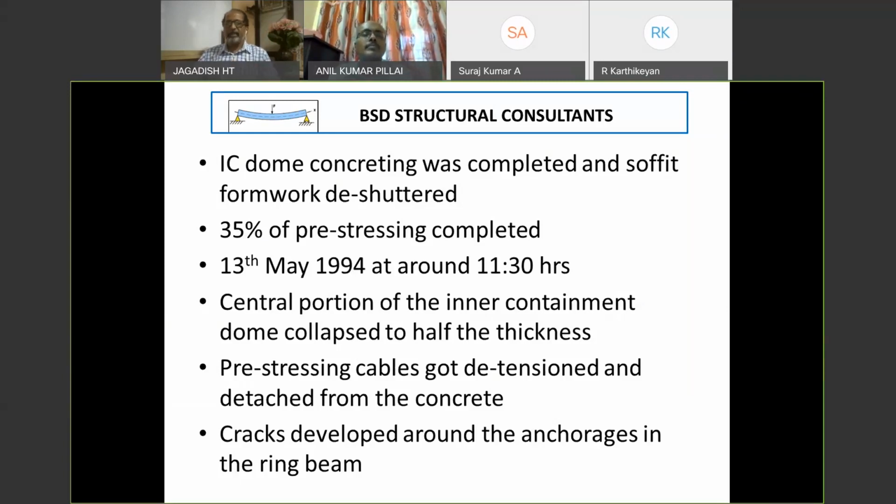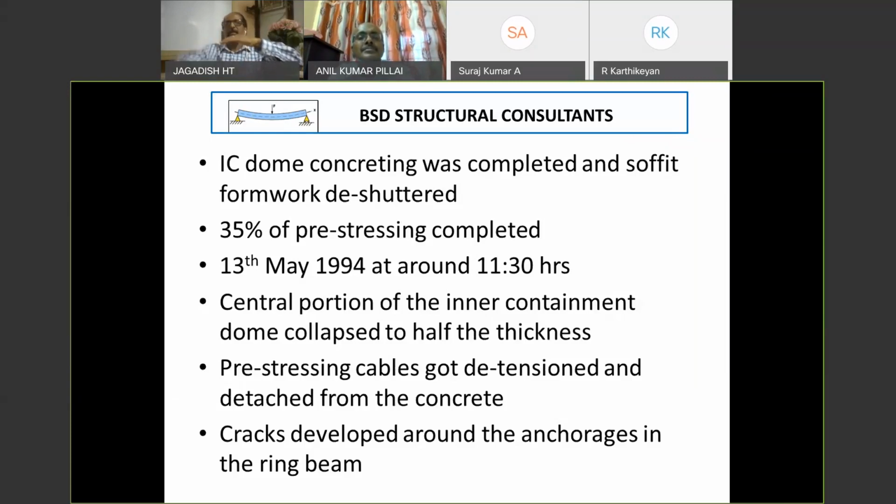At 11:30 hours on 13th May 1994. And mind you, that was again Friday the 13th. On 13th May 1994, around 11:30 hours, there was a huge sound, and the whole building shook as if an earthquake had happened. That huge sound came because the central portion of the inner containment dome collapsed to half the thickness. I used the word delamination in my previous slide. I didn't say failure, I didn't say collapse. It is actually delamination, meaning the dome thickness separated into 2 parts. The lower half fell down, the top part remained intact.